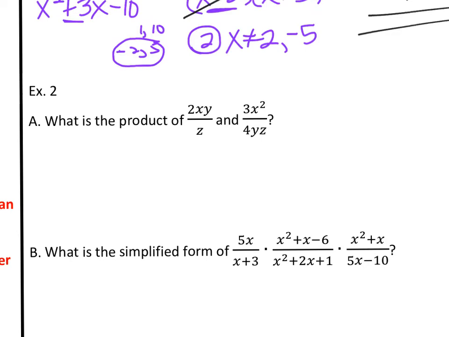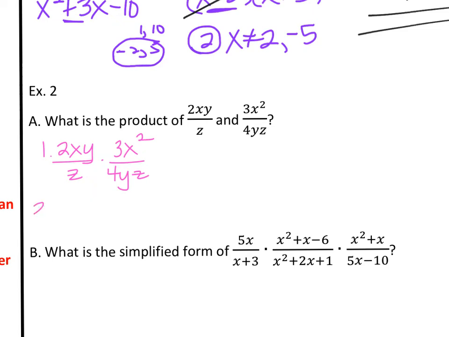Notice in this set of rational expressions, there isn't anything to factor. We only factor when an expression includes addition or subtraction. So in step 1, we're really not doing anything. We have 2xy over z times 3x squared over 4yz.